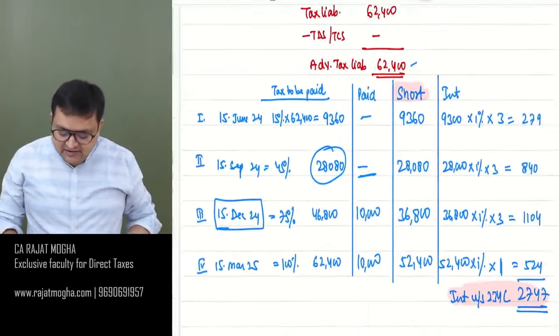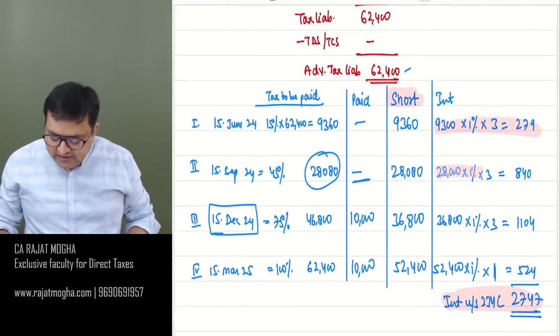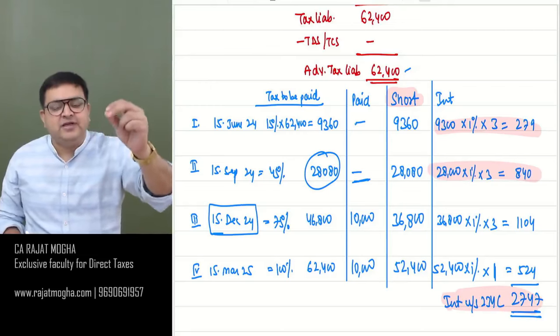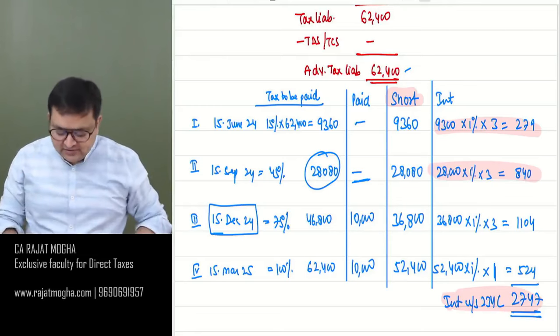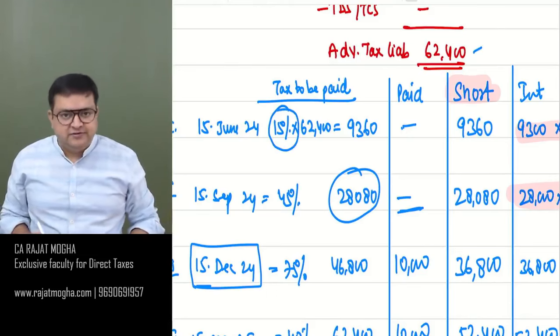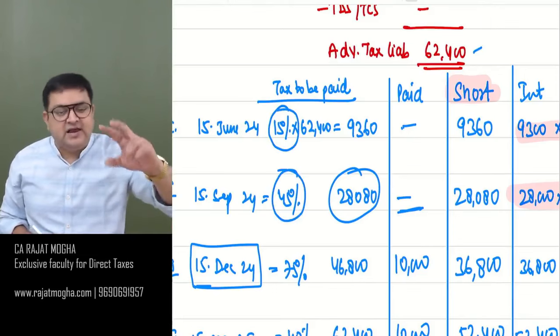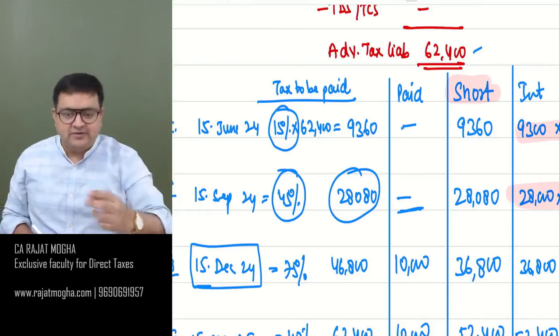Guys, there is a relaxation in the first two. 234C gives a relaxation in the first two installments. What is 234C telling us? That although you are supposed to pay 15% in the first installment and 45% in the second installment, this relaxation in 234C applies only in the first two installments.